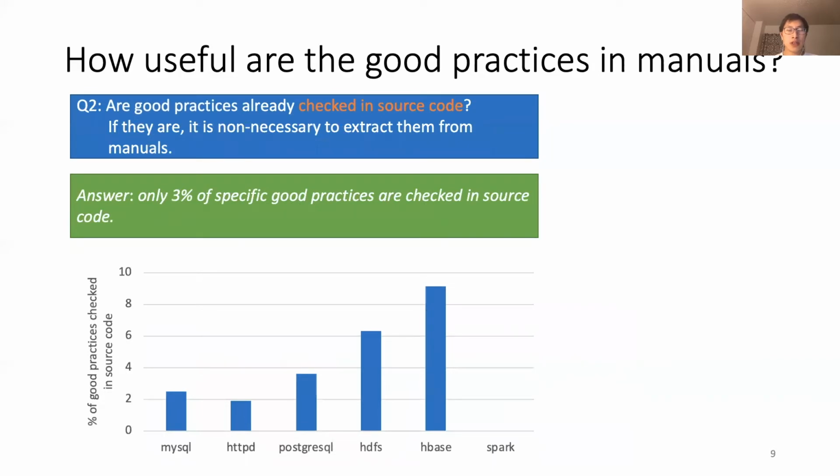For the second question, only 3% of specific good practices are checked in source code. This bar chart shows the percentage of these good practices. It indicates that the programs themselves will not generate warnings if most good practices are violated. As a result, if we can extract these good practices from manuals and do additional checking, then we can warn sysadmins about these violations.